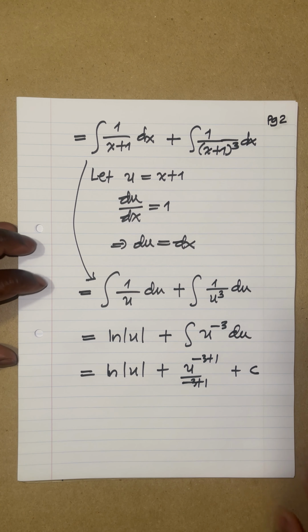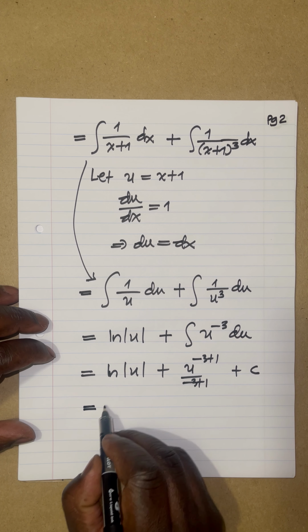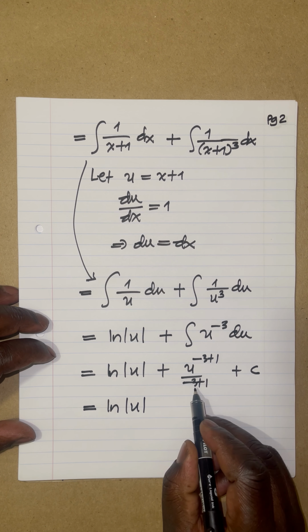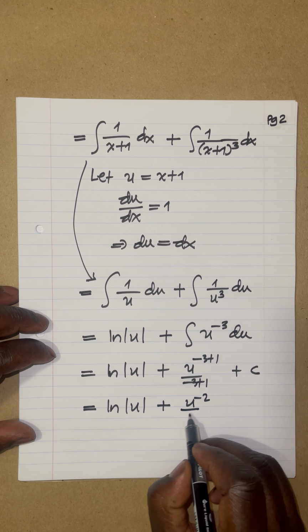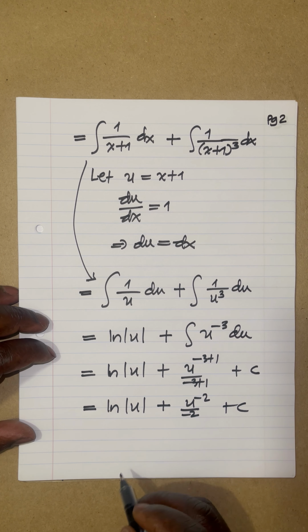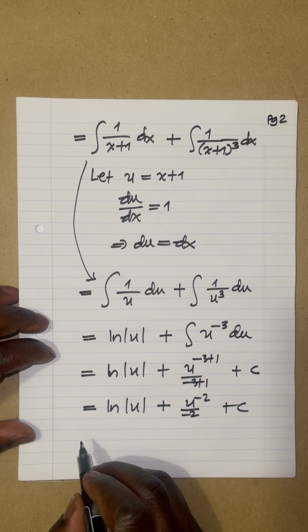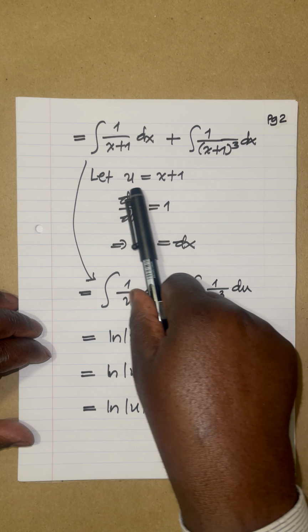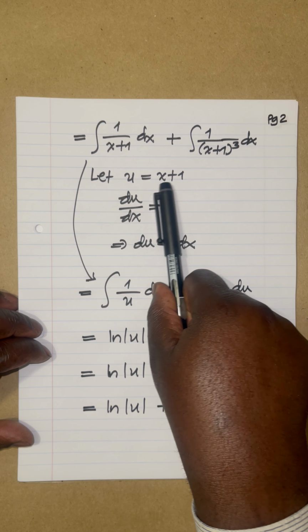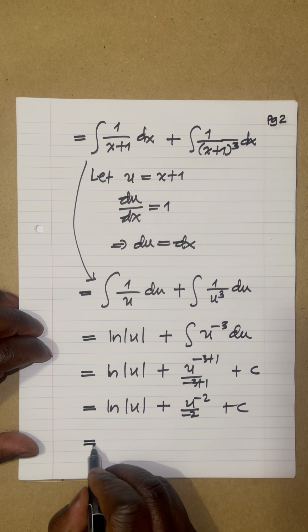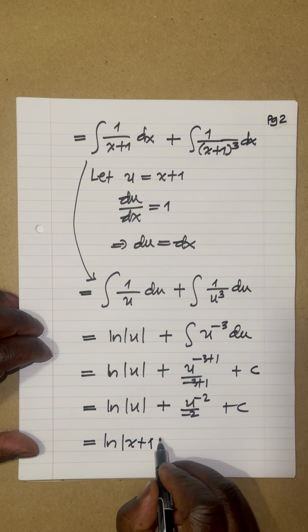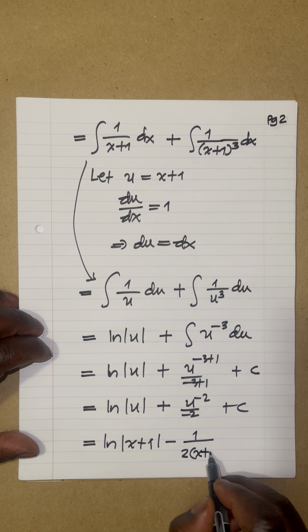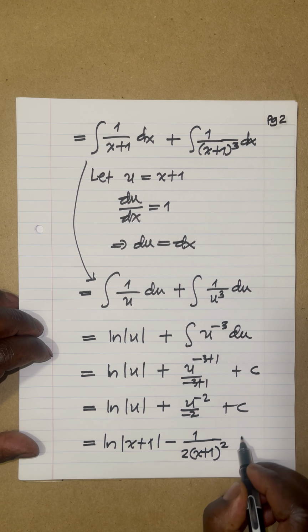Now, going further, this is going to be the natural log of u, plus u to the power minus 2 all over minus 2, plus c. Now, I want to substitute u. Straight away you can see that the relationship between u and x is that u equals x plus 1. So this is going to be natural log of x plus 1, and then minus 1 all over 2 times x plus 1 all squared, plus c.